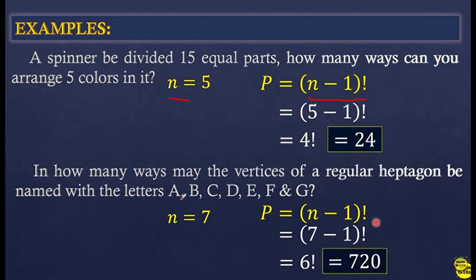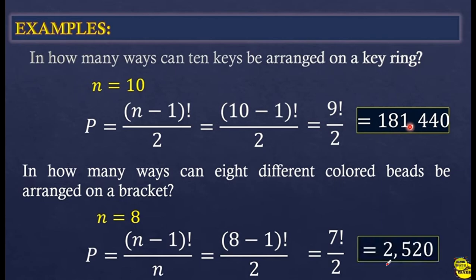Now, in how many ways may the vertices of a regular heptagon be named with the letters A, B, C, D, E, F, and G? We all know that a heptagon has 7 sides. So we have n is equal to 7, and n minus 1 factorial is equal to 7 minus 1 factorial. So we have 6 factorial and the answer is 720.